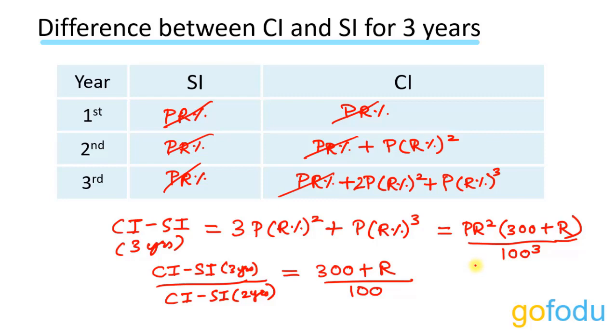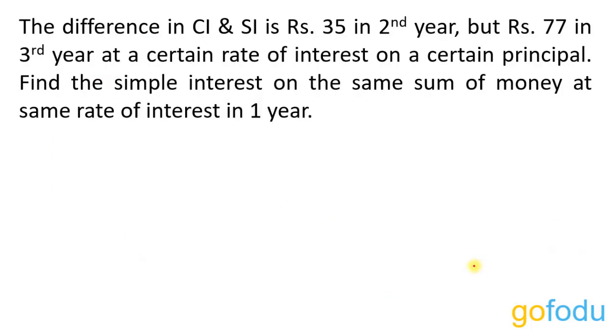Let's solve a question. The difference in CI and SI is rupees 35 in second year. This is not for 2 years, this is in second year particularly. But rupees 77 in third year. Only the difference in interest earned in third year is 77. And find the simple interest on the same sum of money at same rate of interest in 1 year.